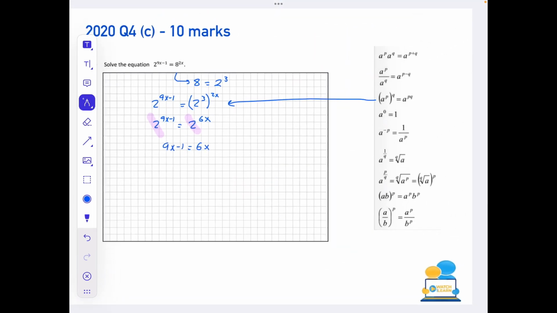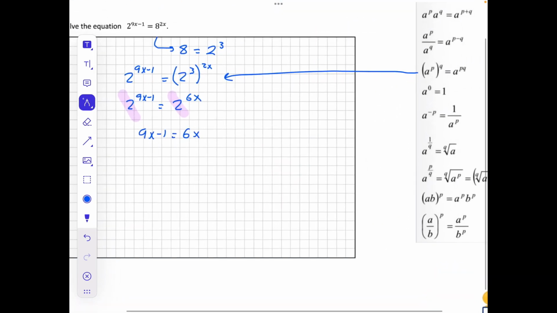I want x on its own. So what I'm going to do, I'm going to get all my x's to one side. I'm going to plus 1 to both sides just to get rid of that from that side for a second. And then minus 6x from both sides. A few different ways you could have done that there. So I'm getting out that 3x is equal to 1. Divide both sides by 3. We get x is equal to 1/3.